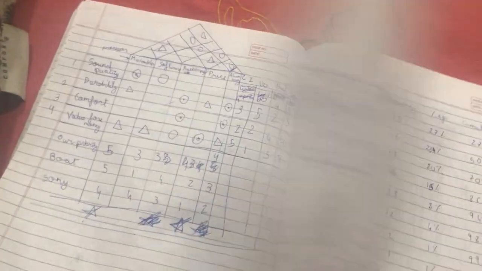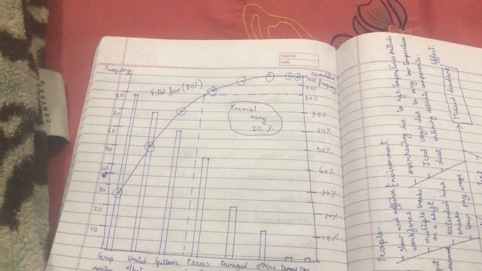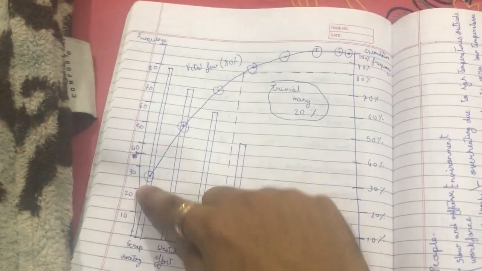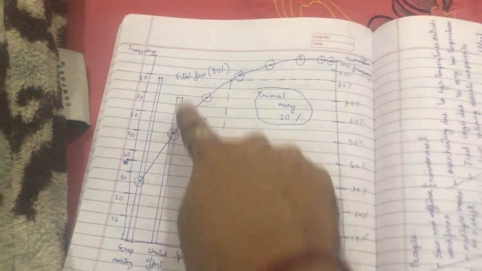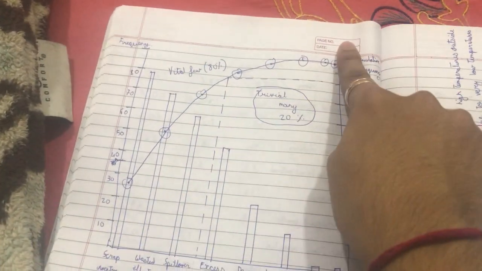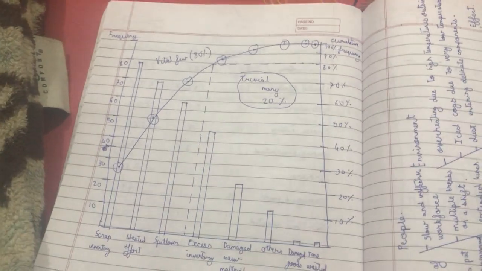Take this other example which I have done for better understanding. This is more clear. So 10, 20, 30, 40, 50, 60 percentage, and 10, 20, 30, 40, 50, 60, 70, 80. You make the histograms, you plot the points, and then you draw a line. Simple as that. Vital few: 1, 2, 3. Trivial many: 1, 2, 3, 4, 5, 6.